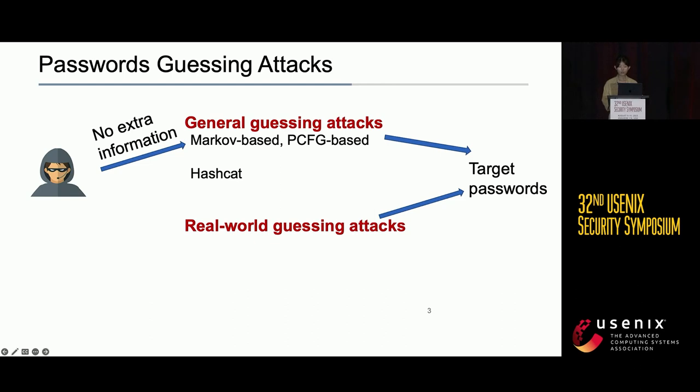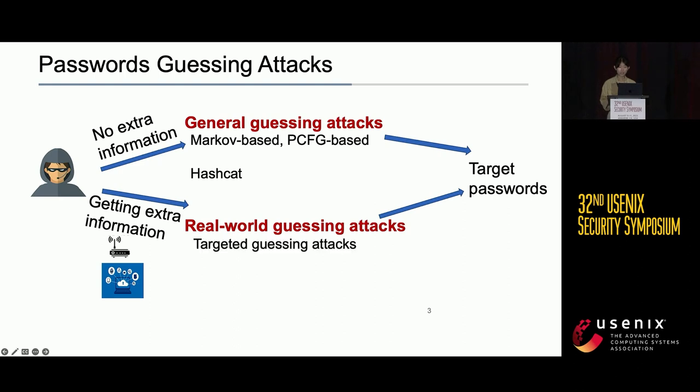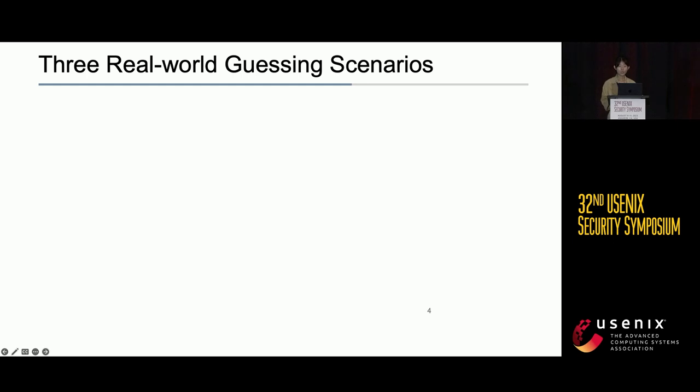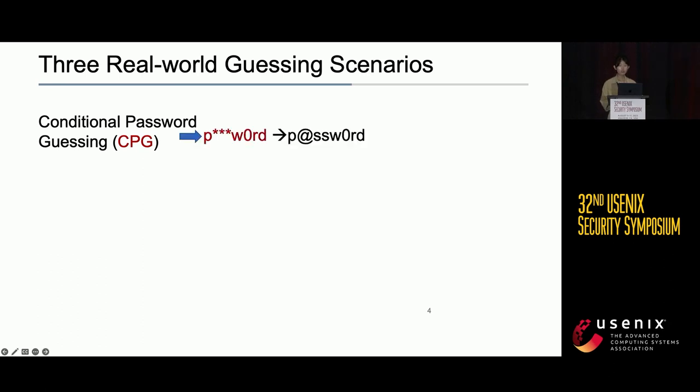However, real-world attackers often gather scenario-specific information to boost their attacks. One prominent example is targeted password guessing that exploits personal information to crack passwords of a specific user. In this paper, we focus on three real-world guessing scenarios below. First, conditional password guessing, CPG for short. CPG involves recovering the complete password given a partial password. Attackers might somehow collect a partial password through malicious monitoring in a camera or shoulder surfing.